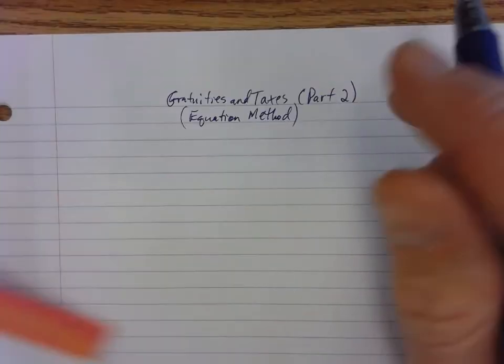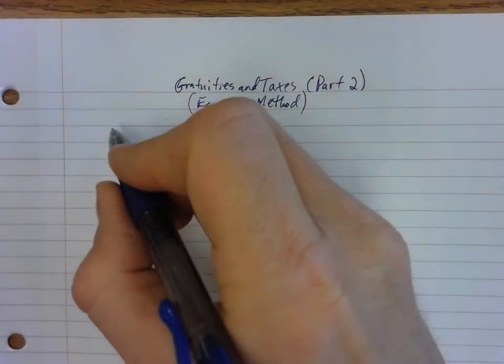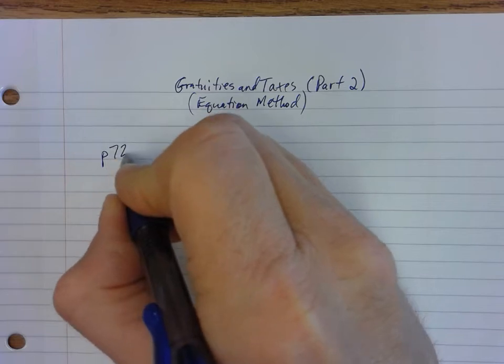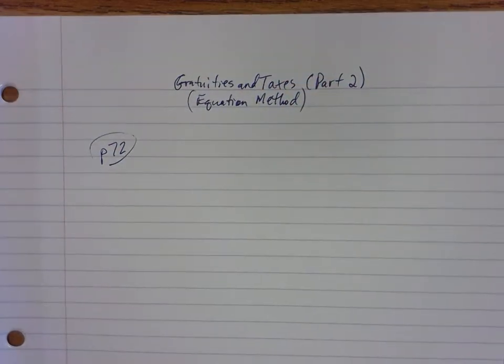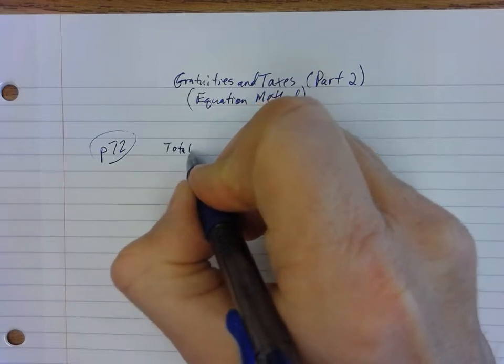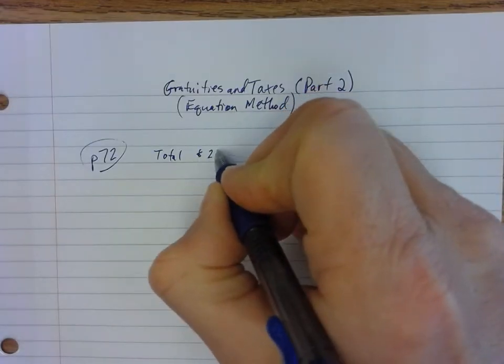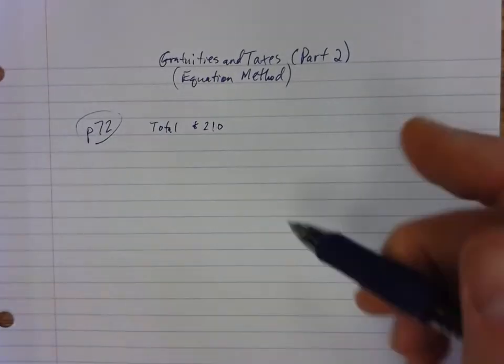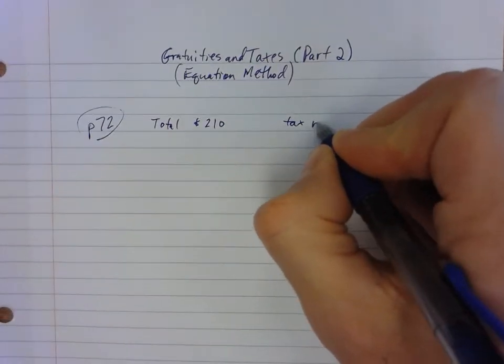Okay, in this case, this is on page 72, if you've got that book with the marlin on it. So on page 72, it said his total that he paid was $210, and the sales tax rate was 5%.